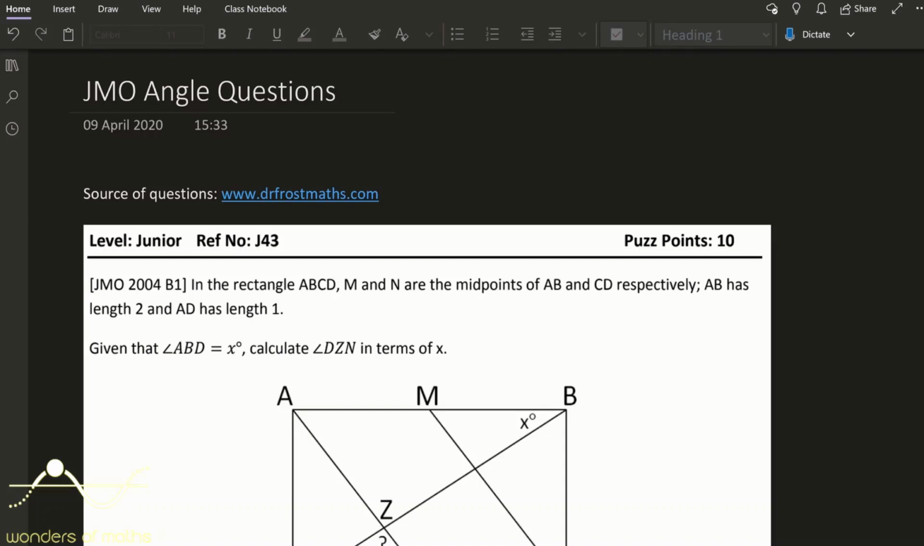Today we're going to be following up on a topic we were looking at in our Sunday Year 7 class, which are angle questions from past JMO papers. In this video we're going to be going over the solutions to the problems we did in class.